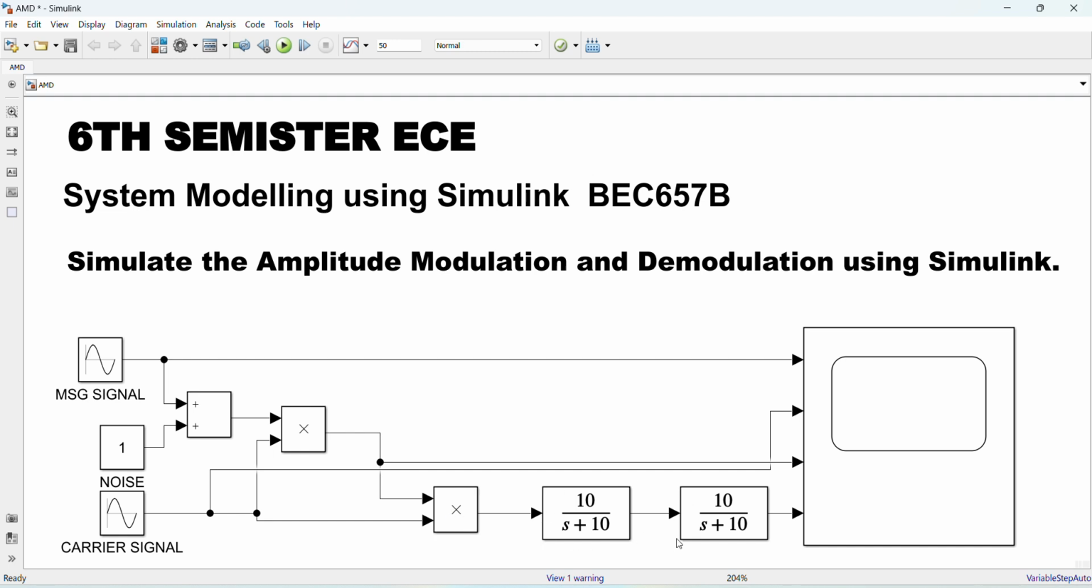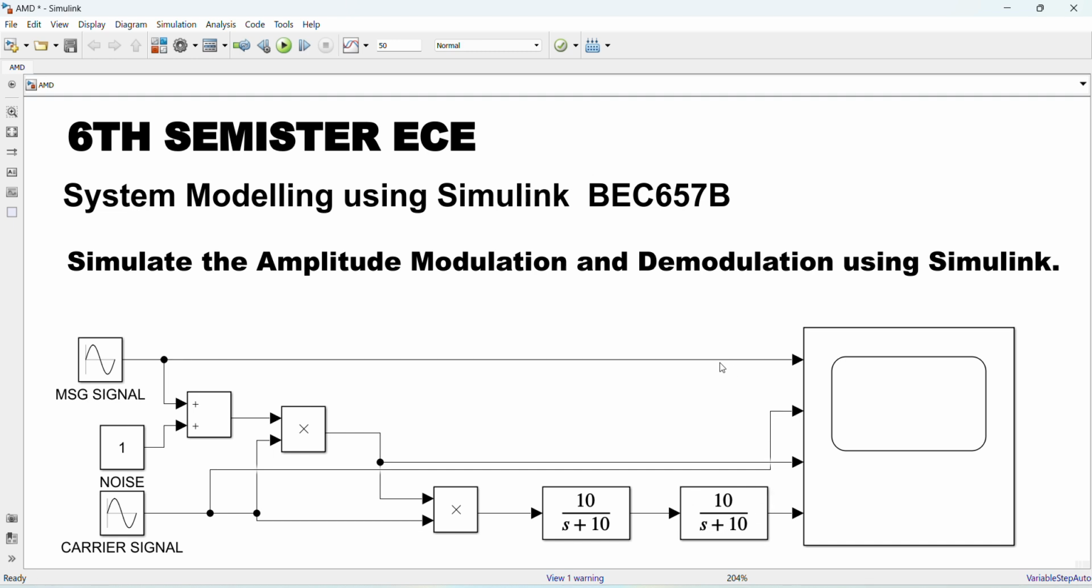Here, low pass filtering is used. The output contains both low frequency and high frequency components. To remove the high frequency components, we use a low pass filter with the transfer function. Here, we use the transfer function 10 divided by s plus 10.